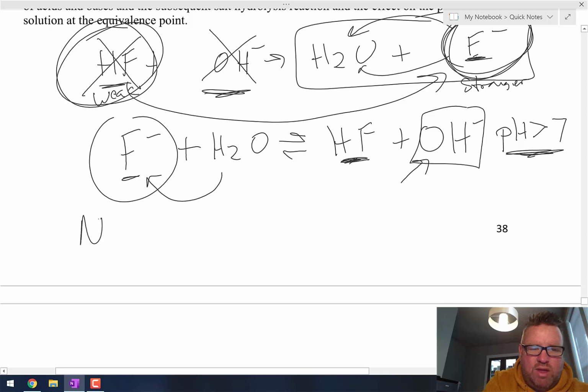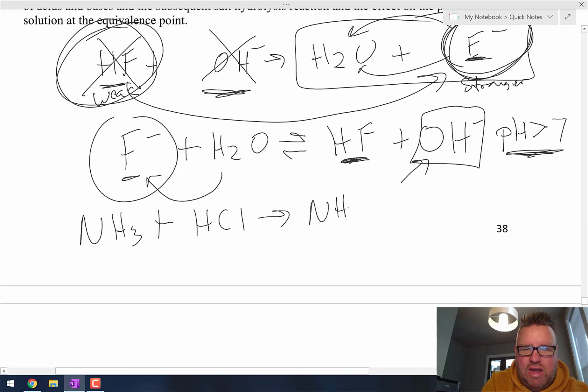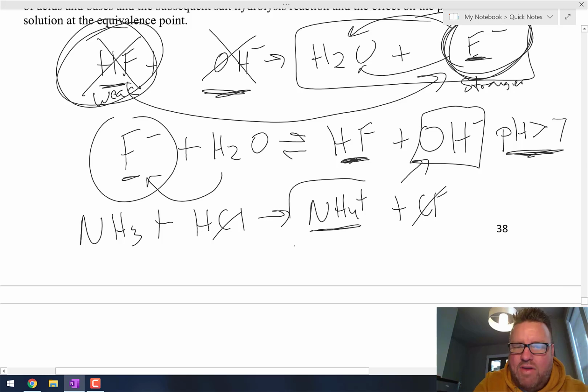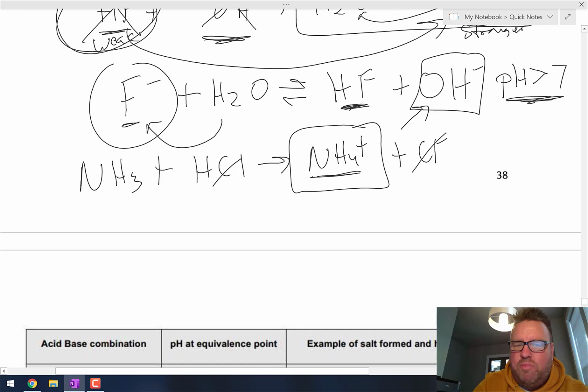If you have a weak base titration where you're reacting it with a strong acid, you're going to get NH4+, and then that Cl- is actually going to cancel out on both sides. Okay, and you end up getting this. So at the equivalence point, what do you have? You have water and, again, the ammonium ion, NH4+.